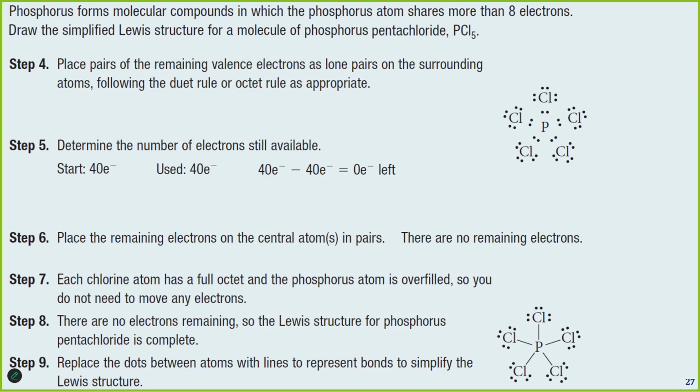Then to get its simplified Lewis structure, we can just replace the dots between the items with lines. So the figure on the bottom right shows the simplified Lewis structure for phosphorus pentachloride. Do you get it?